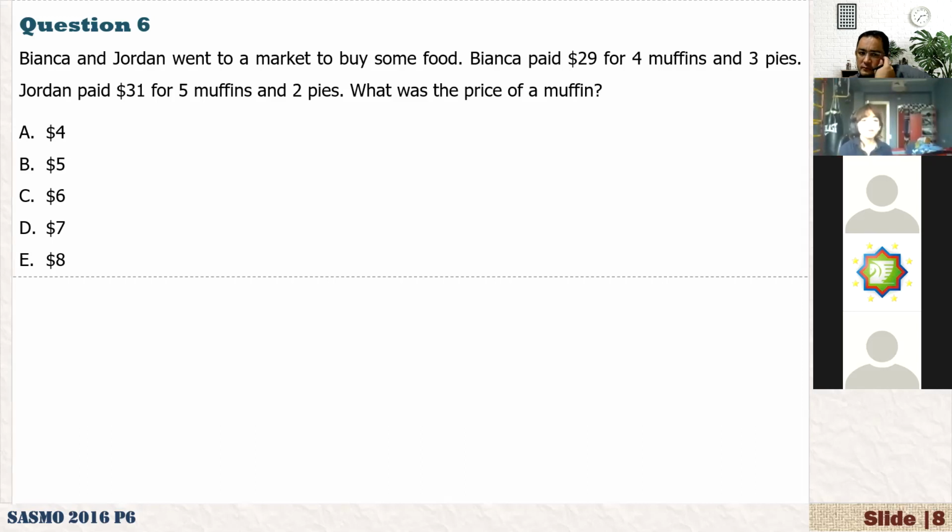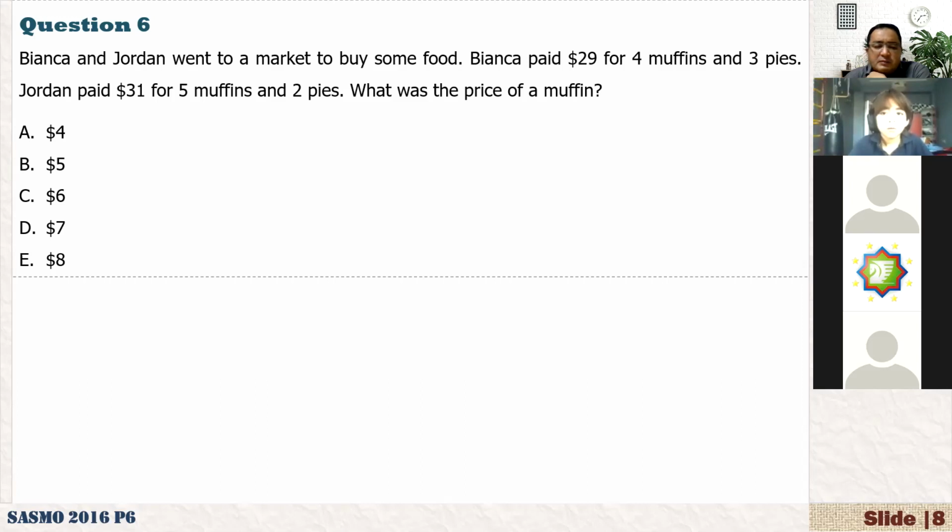Bianca and Jordan went to a market to buy some food. Bianca paid $29 for 4 muffins and 3 pies. Jordan paid $31 for 5 muffins and 2 pies. What was the price of a muffin? Okay, it says 4 muffins and 3 pies, right? It is $29, and 5 muffins and 2 pies, it is $31.